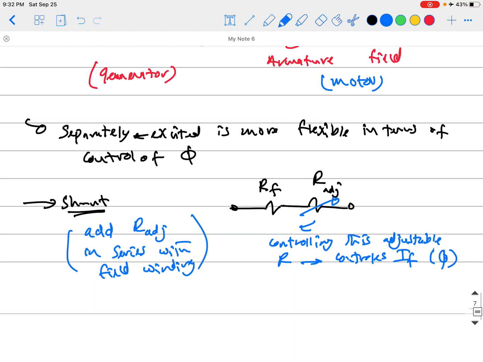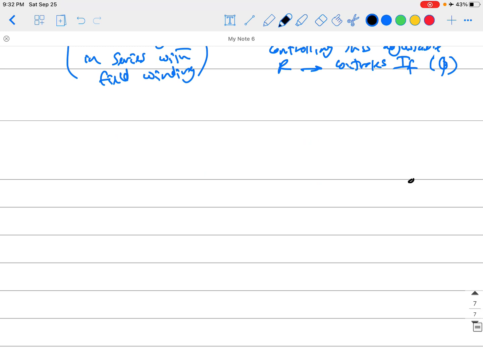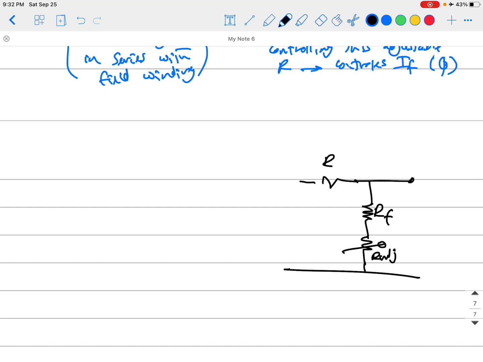Okay, so it is now easy. You just have the same idea again. If we're talking about a motor here, that is RF, and that is our adjustable resistor. And that is our armature, and that is the induced EMF inside the machine. This is the terminal of the motor mode.